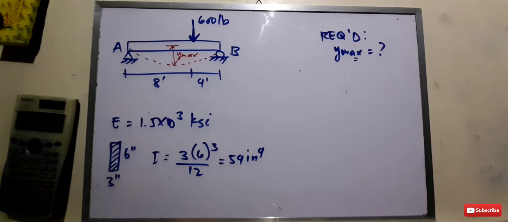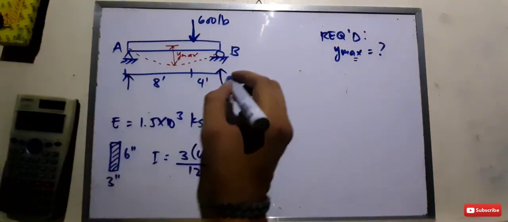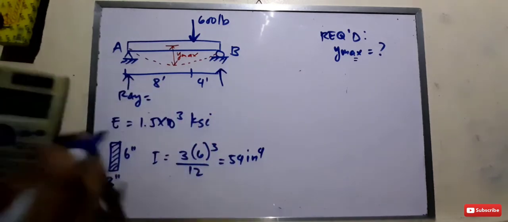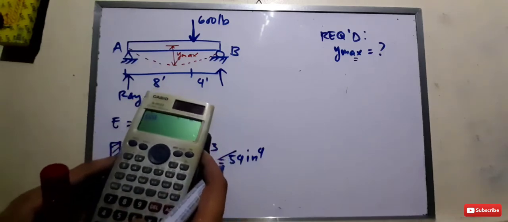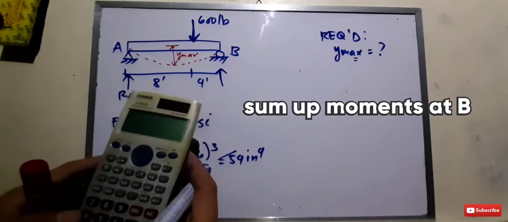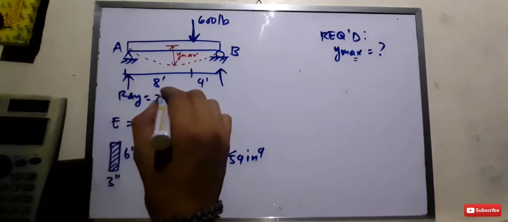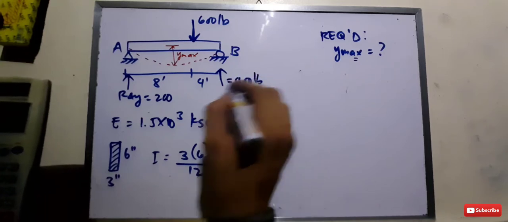Second is to find the moment equation. To get the moment equation, we first need the reactions. We have a reaction at A and a reaction at B. So we have RA equals 600 times 4 divided by 12, so this is 200. And the other reaction is 400 pounds.